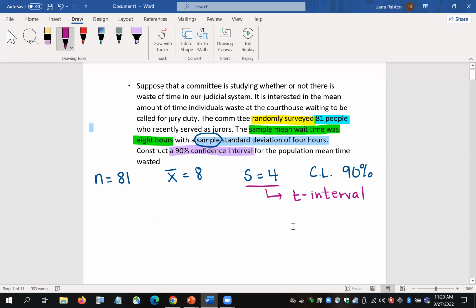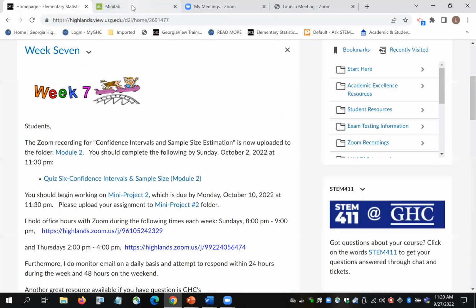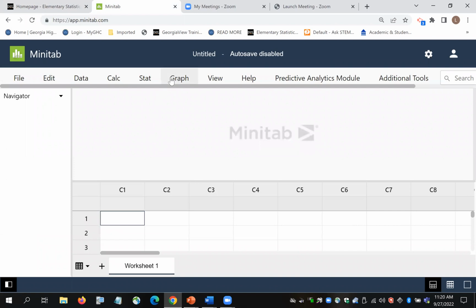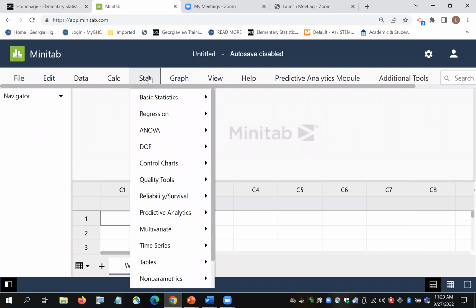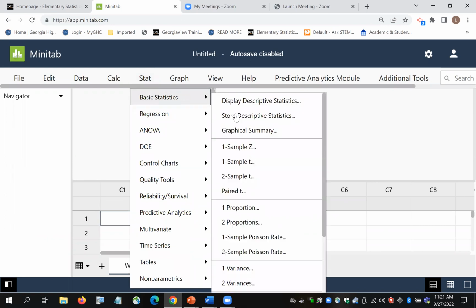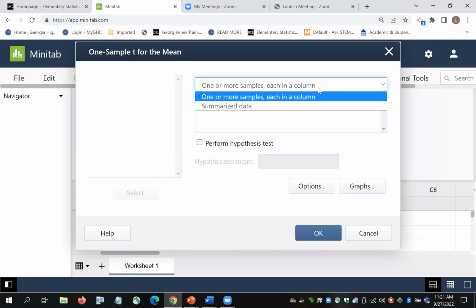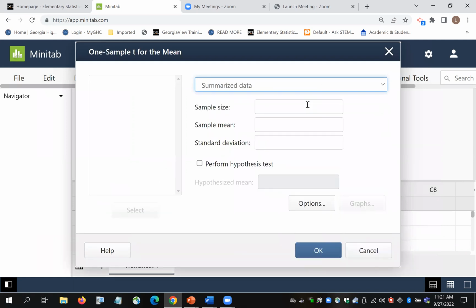Okay, so I have all of my information gathered, so I'm going out to Minitab. We go Stat, Basic Statistics, and we're doing one sample T. We have the summarized data. We're outright given the sample size, the sample mean, and the standard deviation. So I choose summarized data, and then I enter the information. The sample size was 81. The sample mean was 8. The standard deviation, or the sample standard deviation, Minitab just calls it standard deviation, was 4.